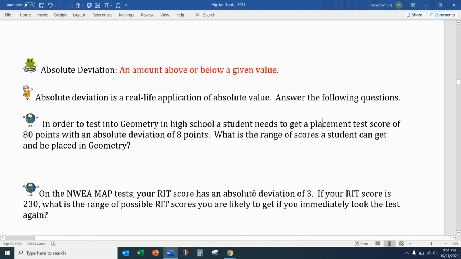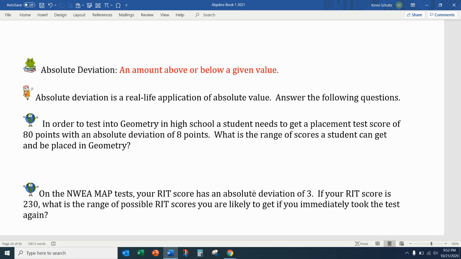So absolute deviation is an amount above or below a given value. For example, you eighth graders, if you're in geometry, are going to be taking a geometry placement test to see if you can test out of it or not.